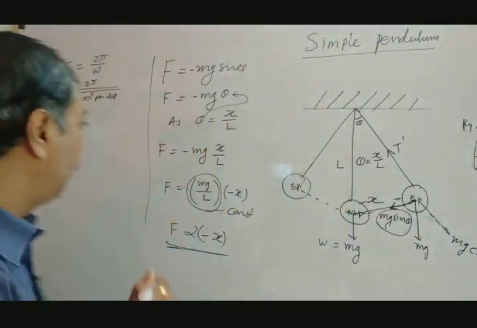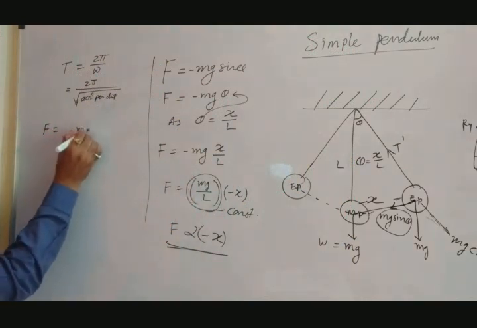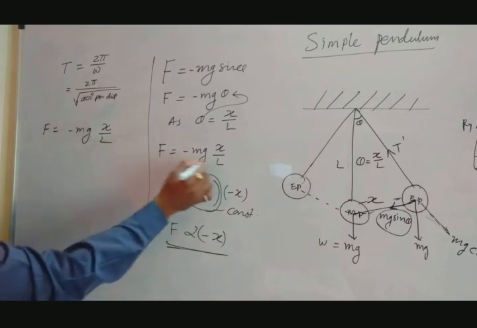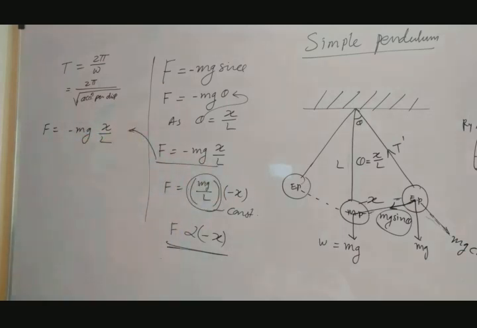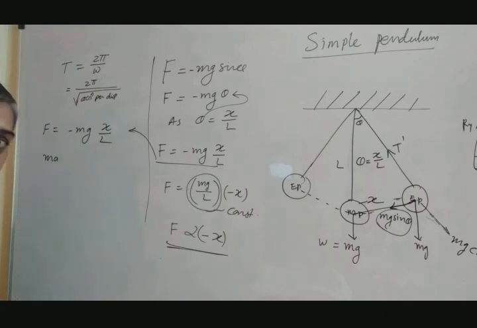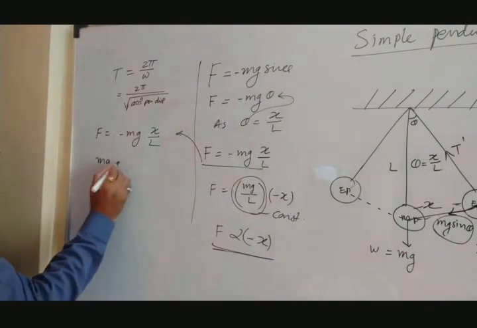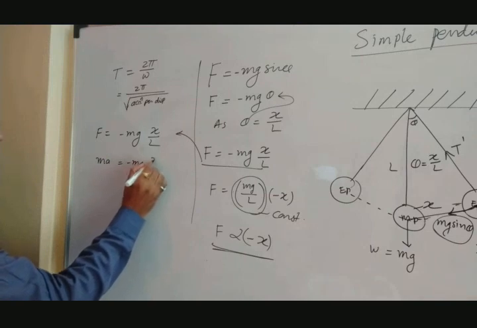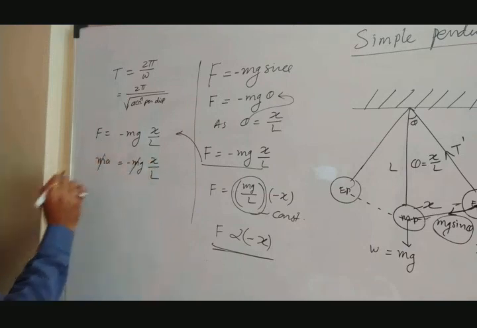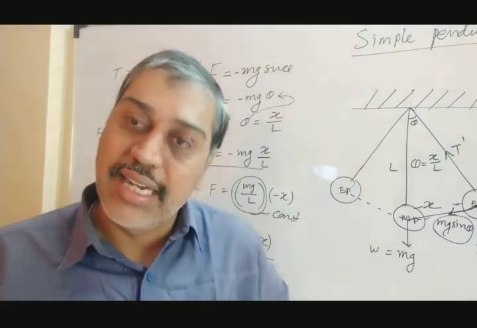But as we know, force is given by this equation: F equals minus mg x by L. From this equation we have written the force. But we know Newton's second law, force equals ma. So you can write F equals ma according to Newton's second law of motion. So I have written F equals ma equals minus mg x divided by L. M from the left side and m from the right side cancel out.